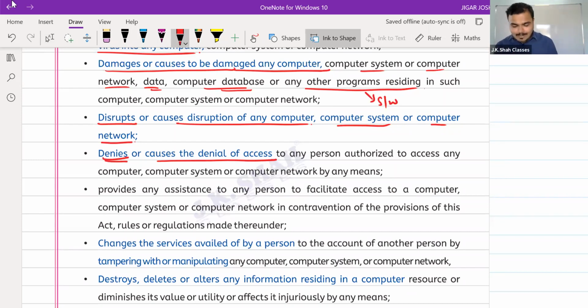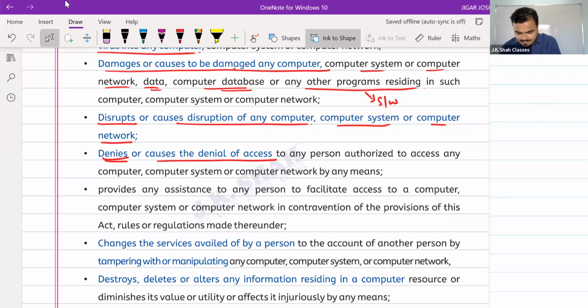Example, suppose I got your laptop. I know your password. I just changed the password over there so that you can't use that device. So that's called denial of services. Understood? Yes, sir. Doing something by which the other person will not be able to do anything.